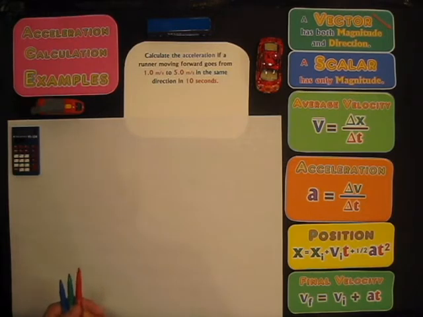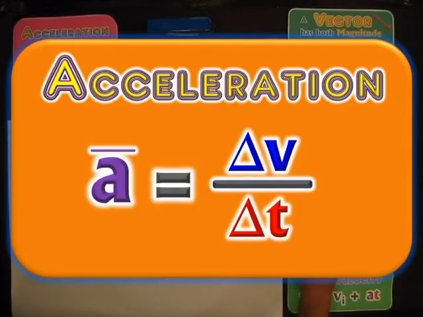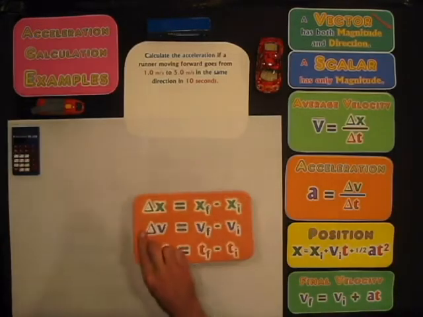So what we need for acceleration is delta v over delta t. But again, we need this one, don't we?